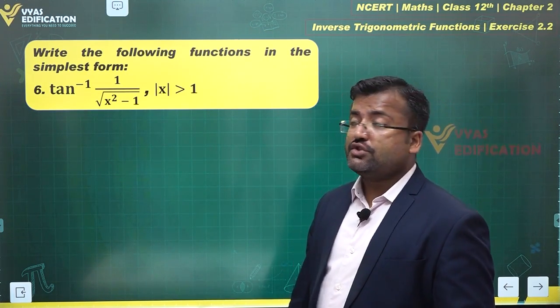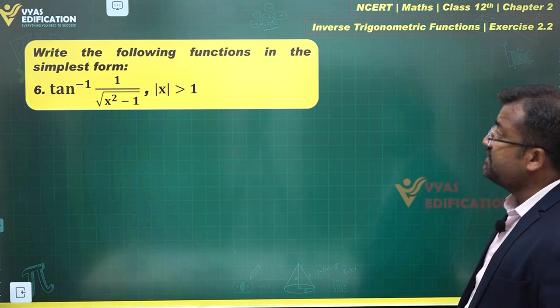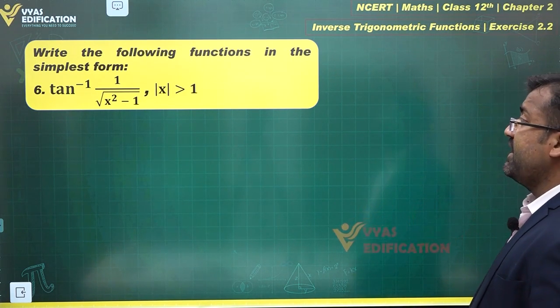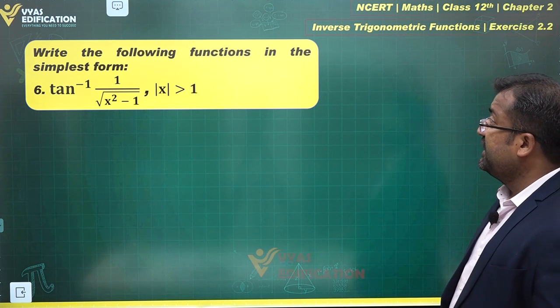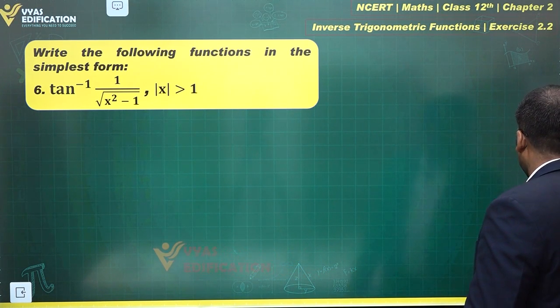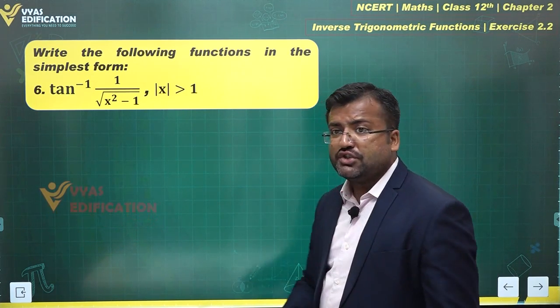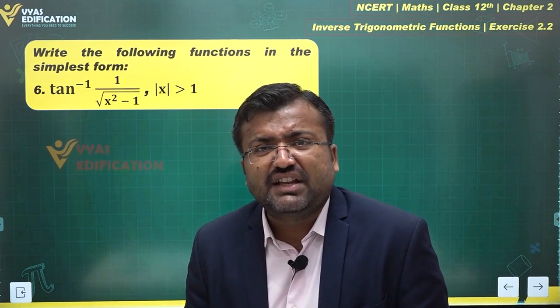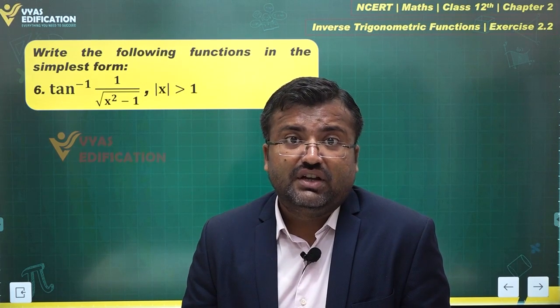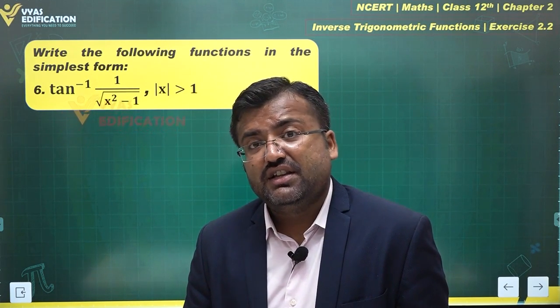Let's try and solve this question next. What does the question say? Tan inverse of 1 upon under root of x square minus 1, where mod x is greater than 1. Okay. Since mod x is greater than 1, you would realize that the substitutions x equals sin theta, cos theta will not work over here. Sin theta, cos theta are not greater than 1, they are less than 1.